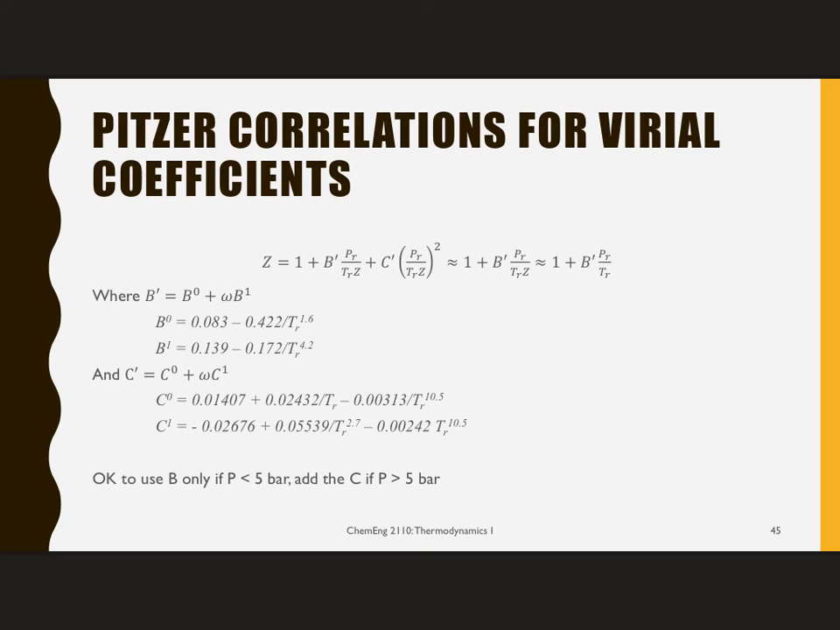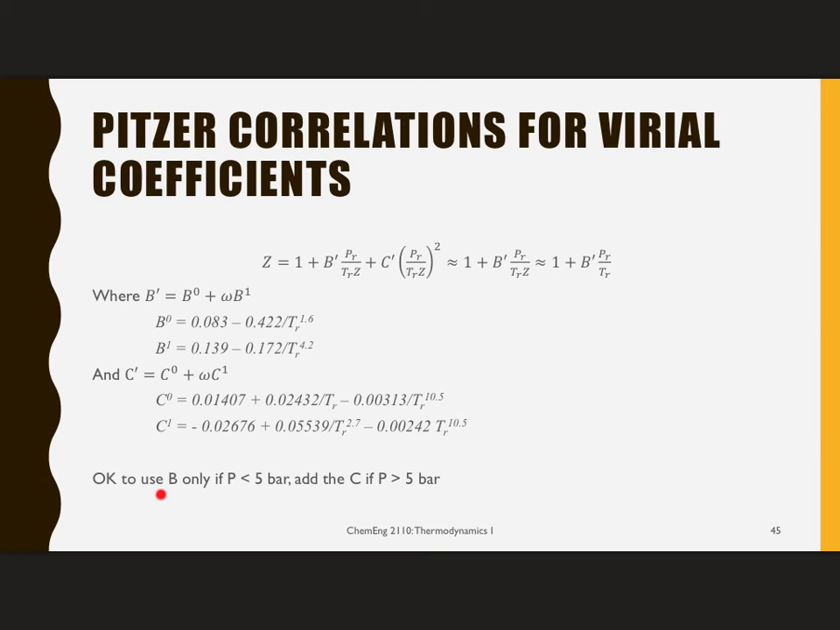If we do these using these correlations with the Pitzer eccentric factor, then we can also add in the C term, written here. C naught is 0.0147 plus 0.02432 over TR minus 0.00313 over TR to the 10.5 power, and C1 is negative 0.02676 plus 0.05539 over TR to the 2.7 minus 0.00242 TR to the 10.5. Okay, we could continue with this if we wanted to.